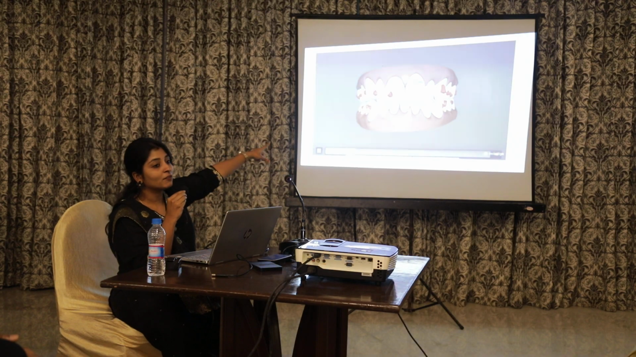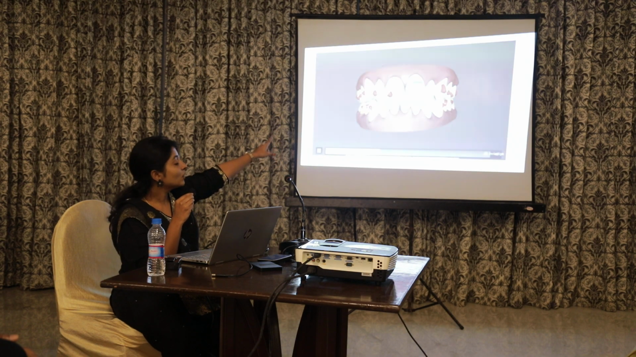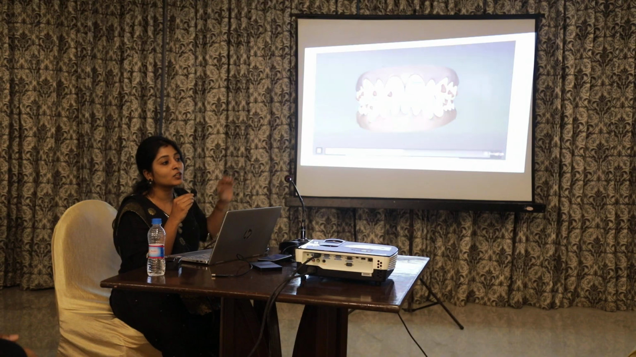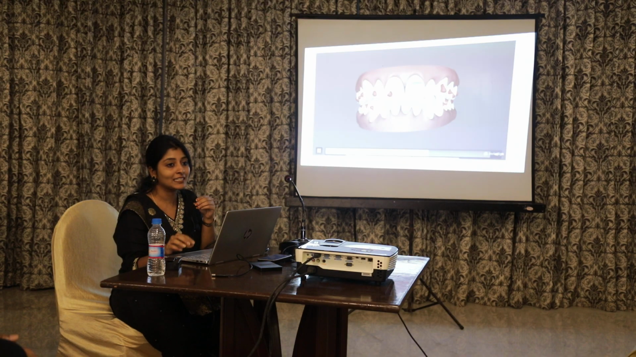if we see, there is a power bridge which has occurred at 2-1. So that is for the vertical control of that particular incisor tooth.